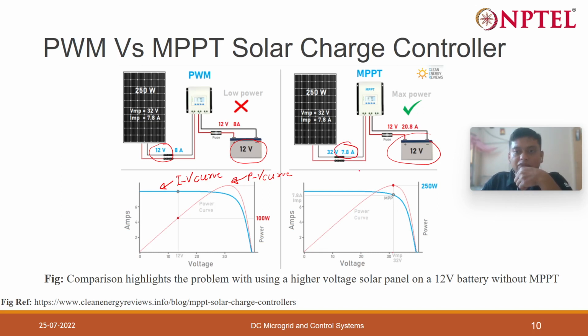So if you multiply these, how much power are you getting? Approximately 250 watt. So you can see that in MPPT solar charge controller you are getting approximately 2.5 times higher power than the PWM solar charge controller. That is the major advantage, that it increases the efficiency.